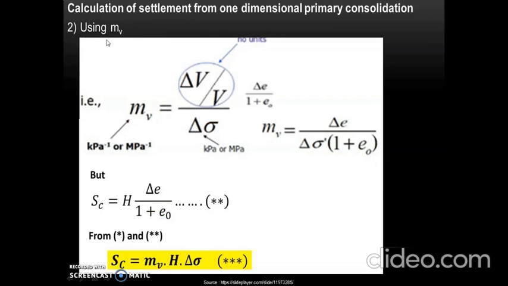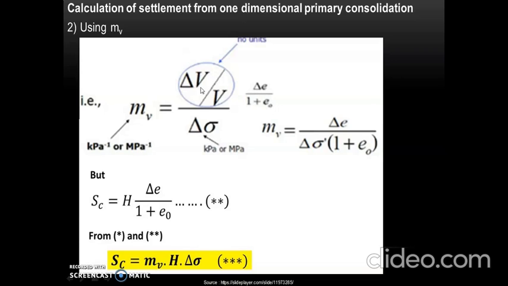Next method is using coefficient of volume compressibility. We know that mv is equal to change in volume divided by V whole divided by delta sigma, which is the change in effective stress. But change in volume divided by original volume is equal to change in voids ratio, that is delta e, divided by 1 plus e0, which is original voids ratio or initial voids ratio.